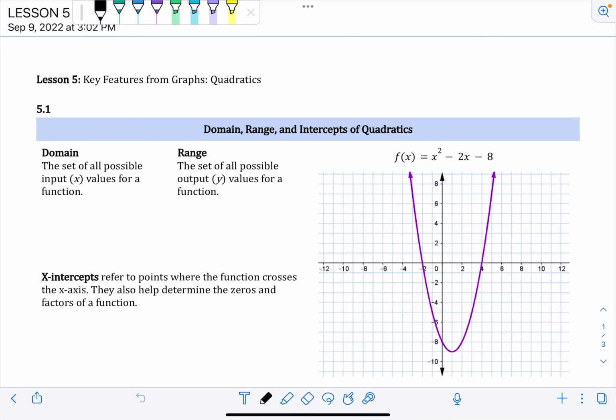So lesson 5 is introducing graphs of quadratics. It's titled Key Features from Graphs of Quadratics. And the section 5.1 workbook is all about domain, range, and intercepts of quadratics. So it's really breaking down all the specific details of these graphs.